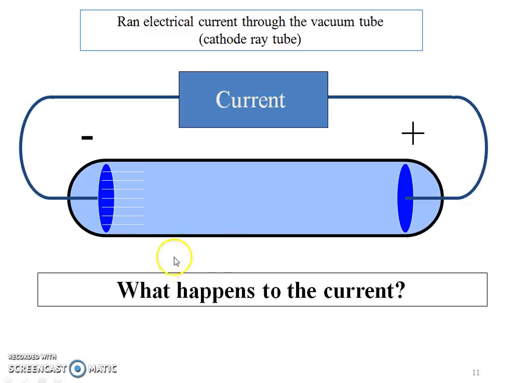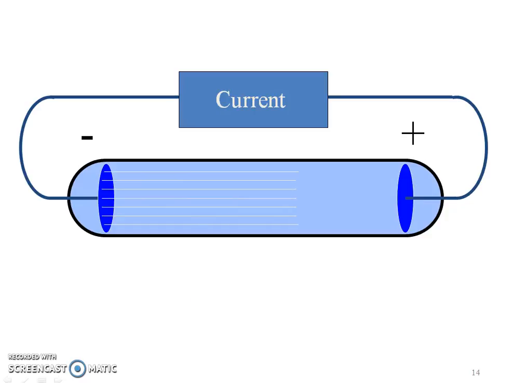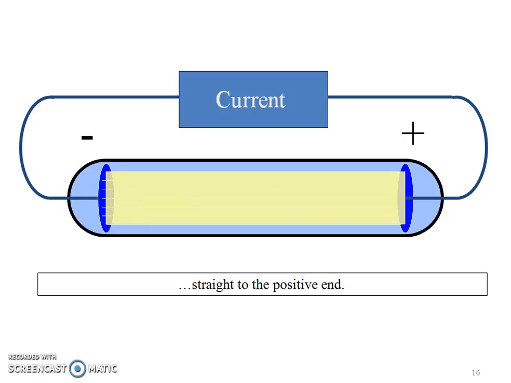So what do you think happened to these rays? It started out with the negative charge. You turn it on, negative charge, and it starts going. What do you think is going to happen to it? Well, by passing this current, the beam appeared to move from the negative end to the positive end. That's basically what he saw, negative to positive, and that's what he assumed.